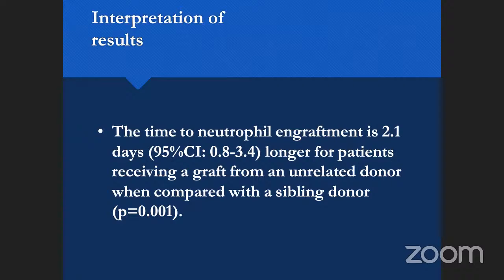So to interpret these results, the time to neutrophil engraftment, for example, is 2.1 days, which has a 95% confidence interval and is considered longer for patients who are receiving a graft from an unrelated donor when compared with a sibling donor, which gives a p-value of 0.001.